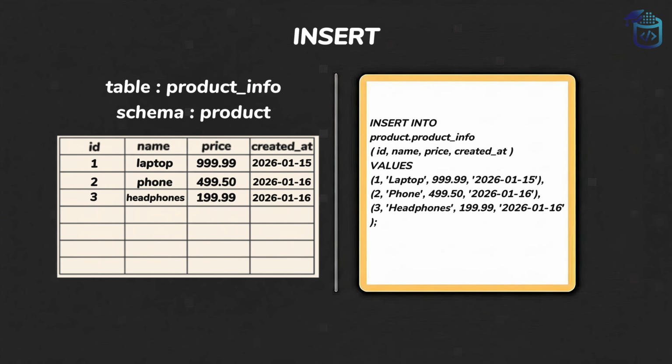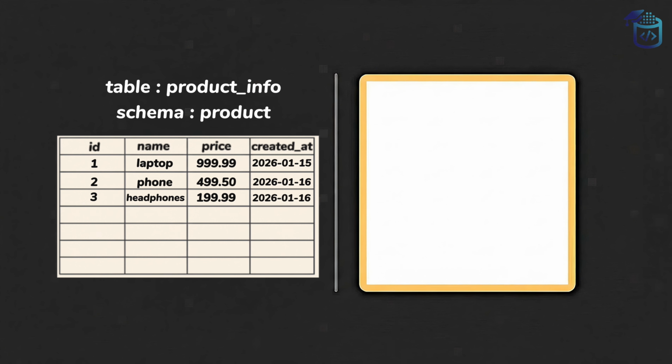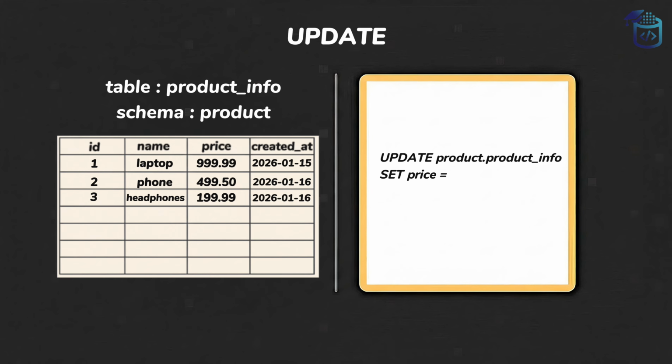So now that we know how to insert data into a table, the next step is to learn how to update data. The update command is used to change existing values inside a table. First, let's see how we can use the update command to update a whole column to a single value. For example, if we run the command update product.productinfo set price equals 100, this will change the price column to 100 for every single row in the table.